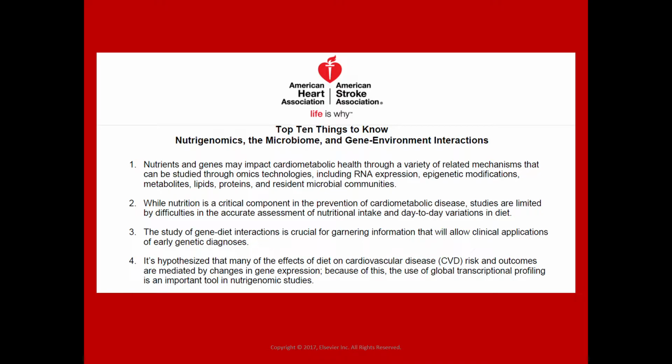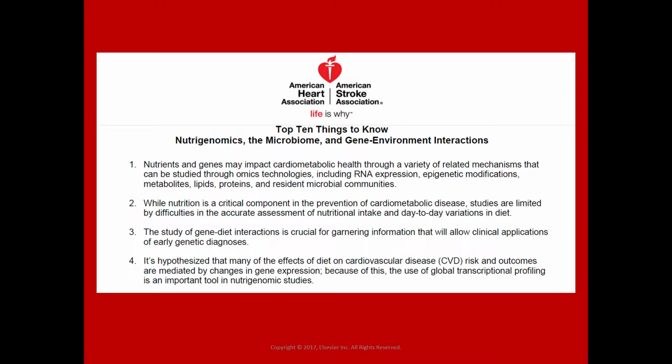We do know that nutrients and genes interact, and that can lead to problems. We do know that nutrition is a critical component to prevent cardiometabolic disease. Studies are limited, but studies are happening, right? And so we're moving into an era where personalized healthcare is going to take place, and there's going to be a lot of data that we're going to have to absorb as science finds new things, new information.